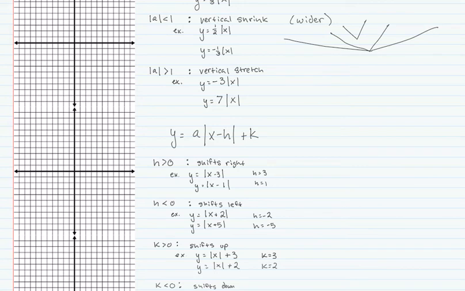And if the absolute value of a is greater than 1, so if it's something like -3 or 7, then that's going to be a vertical stretch, which means our graph will become more narrow. Whether it is more narrow when it opens up or more narrow when it opens downwards, it is definitely going to be a thinner V than our parent function.